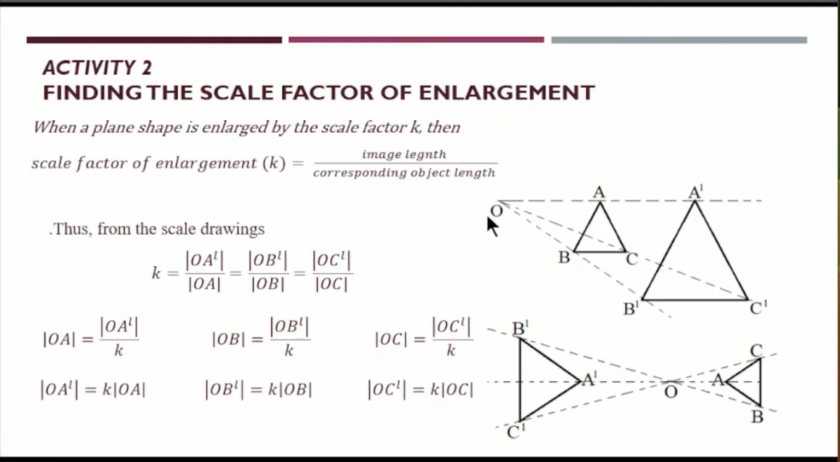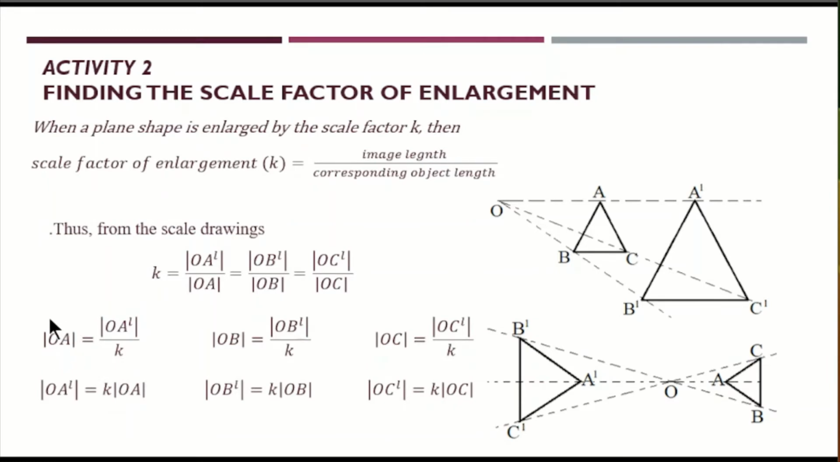For example, in the positive scale factor here, the length OA prime divided by the length OA gives us the scale factor. Also, OC prime divided by OC gives us the scale factor k. In the same way, OB prime divided by OB also gives us the scale factor. And the same can also be observed in the negative scale factor drawing here. And we can also establish a relation for finding the object length.